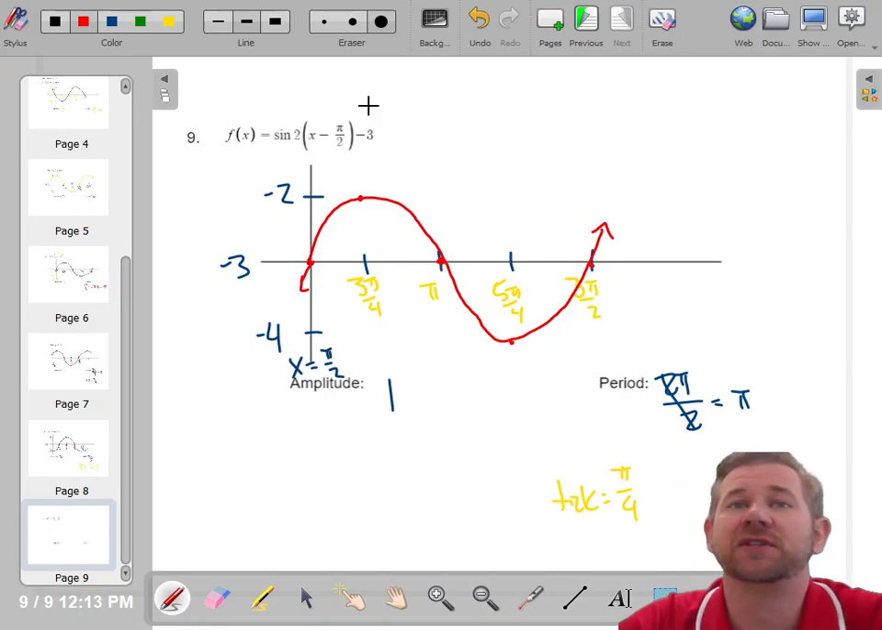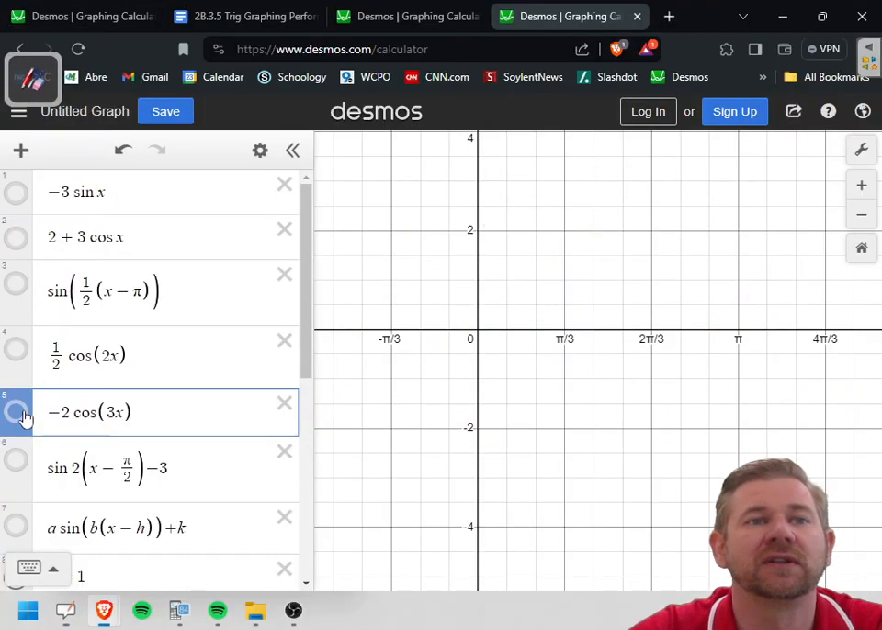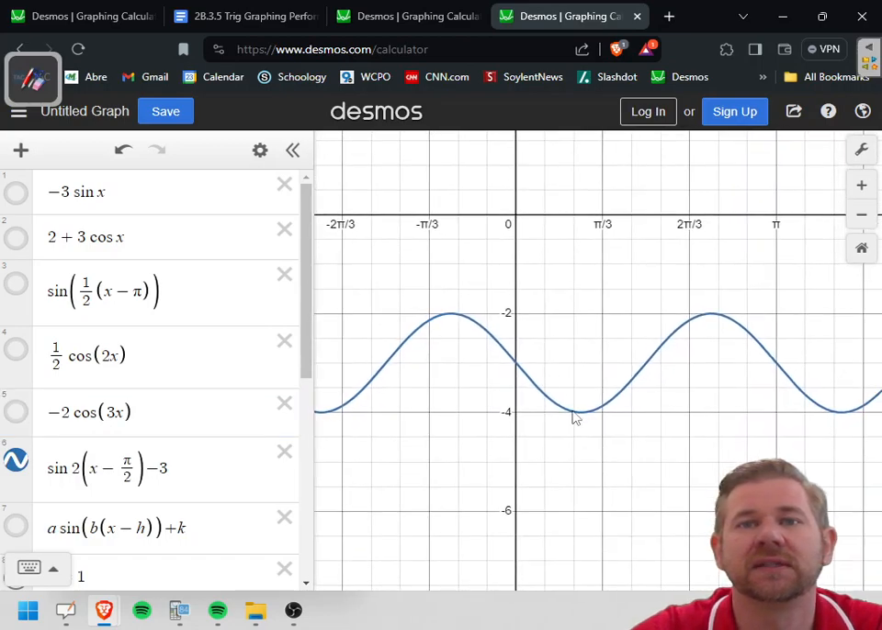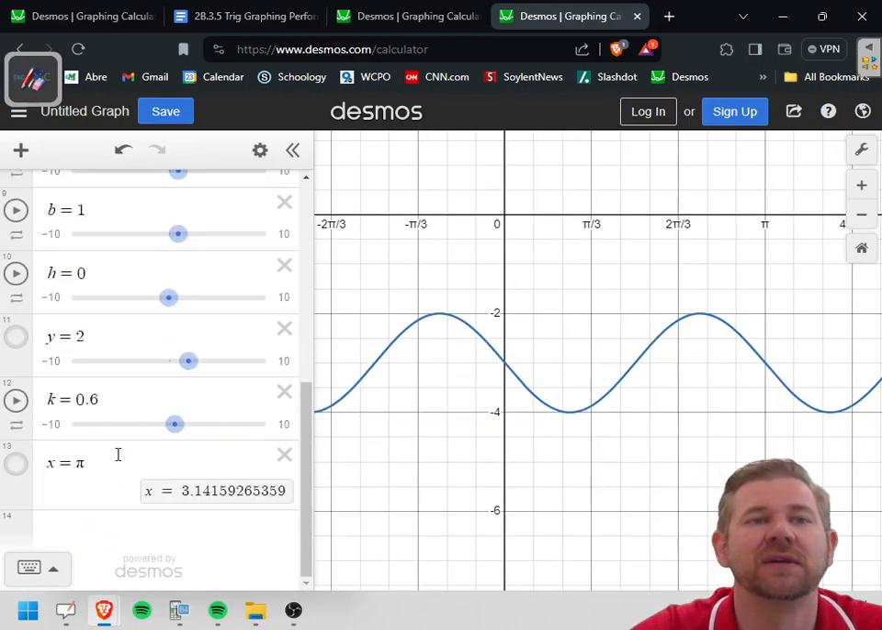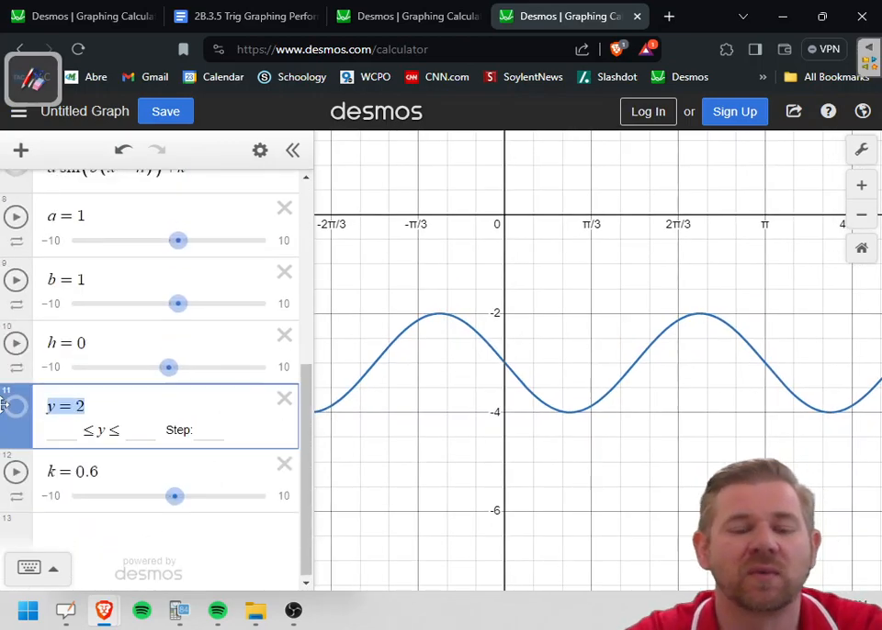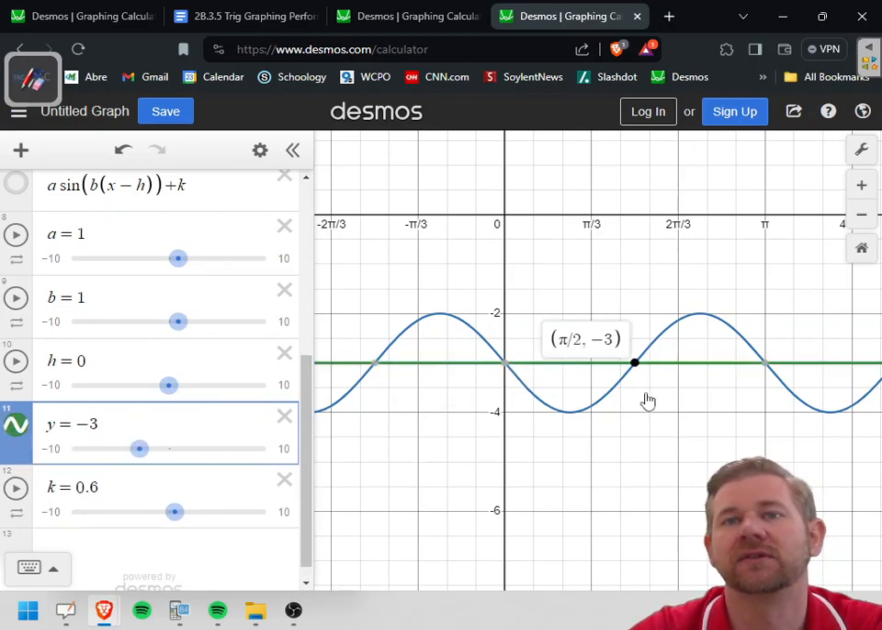Should be starting at pi over 2. The most important thing is because of the phase shift, we're starting at pi over 2. So start there. Where's pi over 2? Right here. No, that's pi over 4. There, no. I should do the midline. The best thing to do, if you can't find it, is to graph the midline. Y equals -3. There we go. Okay, so there's pi over 2.